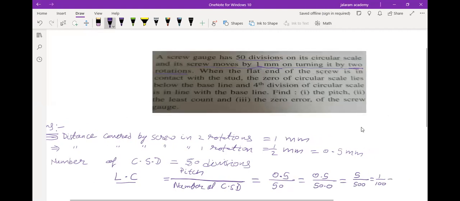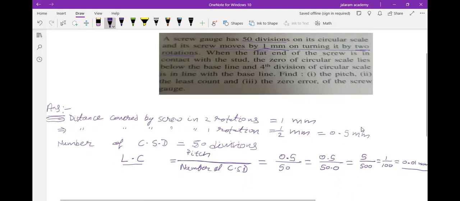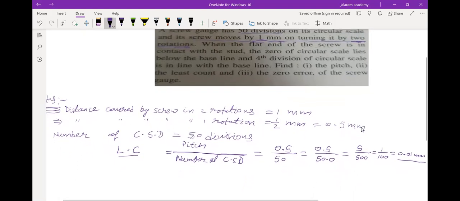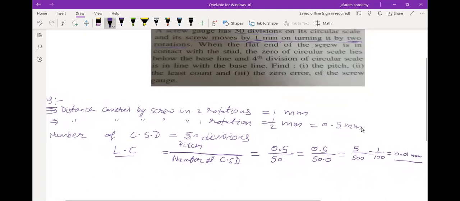So now we can easily find the least count. It is 0.01 mm. It means the screw gauge can measure up to an accuracy of 0.01 mm. Is that clear to you? The minimum accuracy for which the screw gauge can be used is 0.01 mm, for the screw gauge given in this question. Is that clear to everyone?